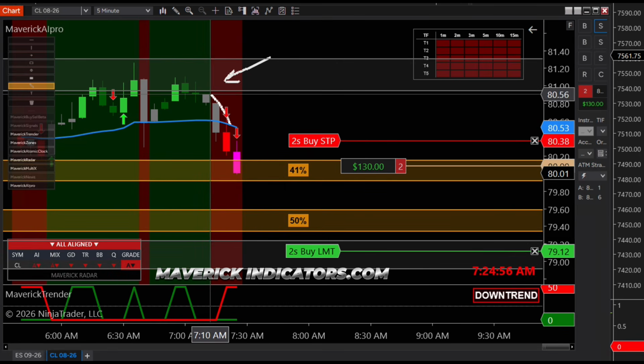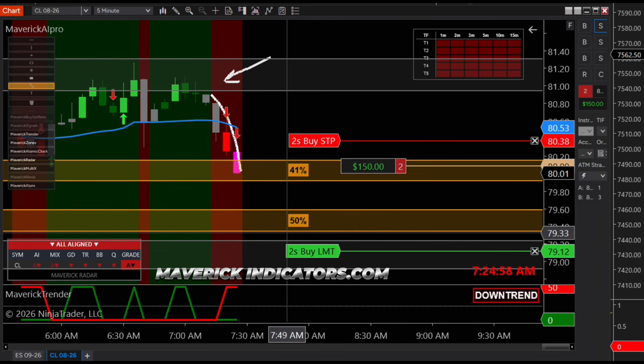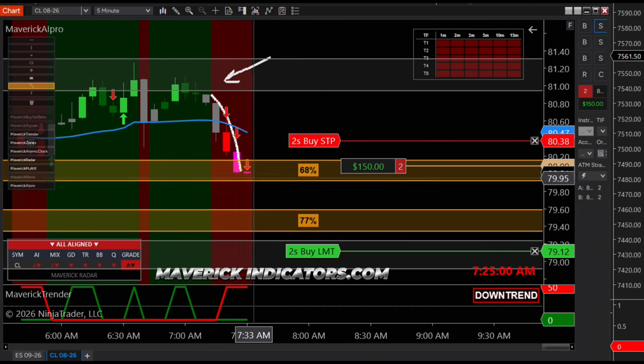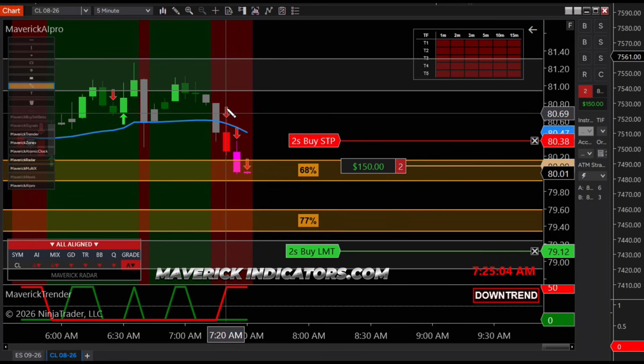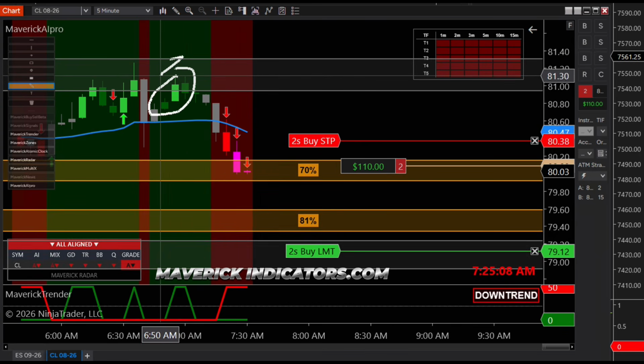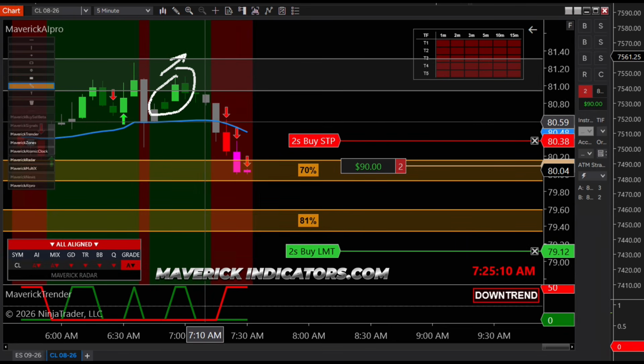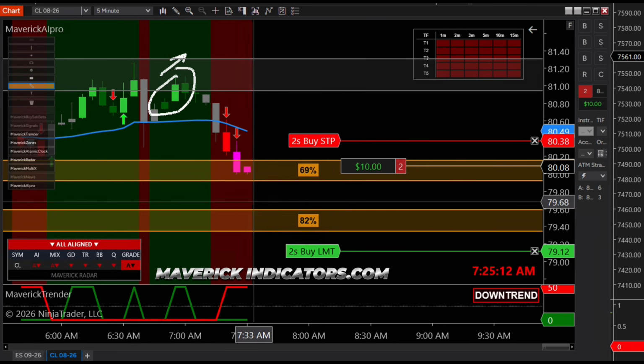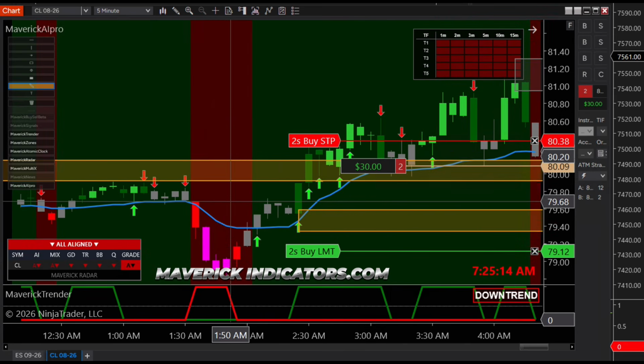First things first, you got a red background, okay? The bears have been in control the last 15 minutes. Very, very simple and easy to see. The second thing is we've gone from bright green candles, which are upside data candles. The Maverick AI Pro colors your candles to the data, not to price and direction.